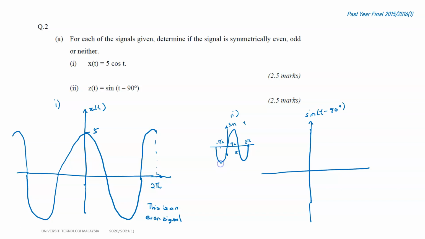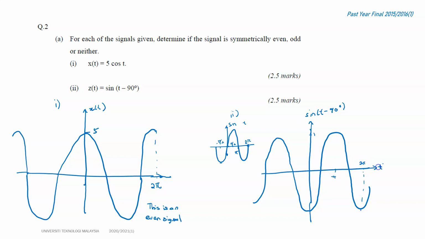So the point here should be shifted to the right, because the point here is negative 90 degrees, so we shift to the right, and the point here should be at 0. So we will have something like this. Here is 1, because the magnitude here is 1. And here should be 2 pi, and here should be pi. So this signal is even.